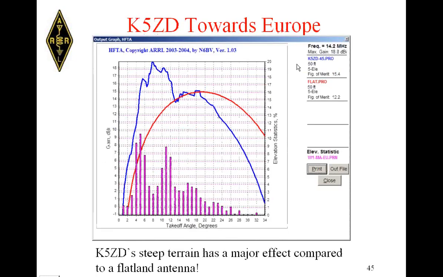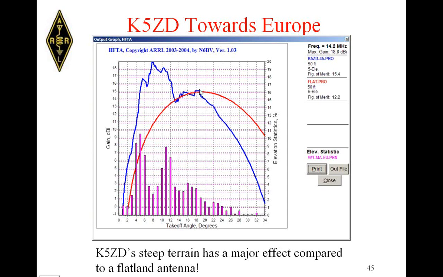What does it do to his 20-meter signal? Randy's got a stack of high-gain 5-element 20-meter beams on a 34-foot boom. He's got a 100-footer and a 50-footer. I'm examining in this drawing, for simplicity's sake, only the 50-footer. And for comparison, this is the 5-element 20-meter beam 50 feet above flat ground, the red one. The blue one is the result of the terrain that he has.